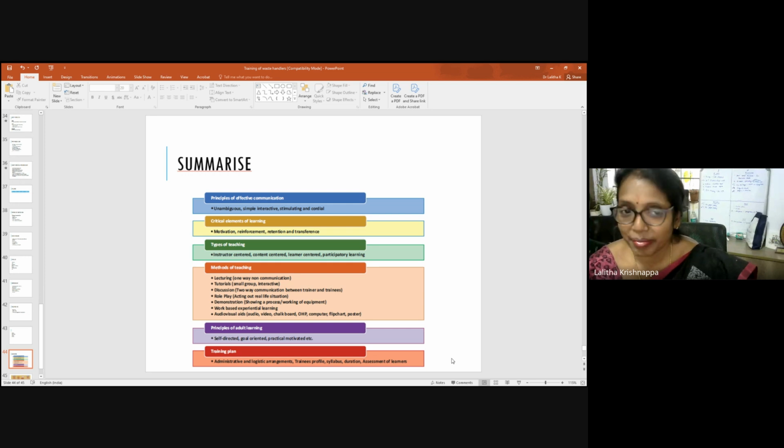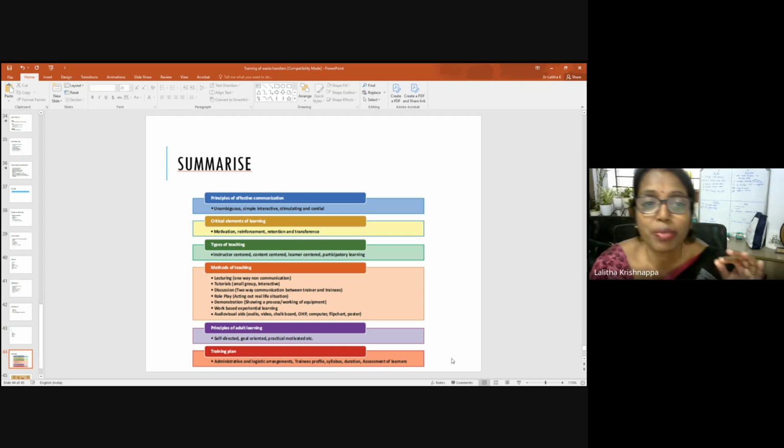Okay, six topics. To summarize, we have principles of effective communication. It has to be unambiguous, simple, interactive, stimulating, and cordial. What are the critical elements of learning? We have motivation, reinforcement, retention, and transference. And types of teaching, we learned instructor centered, content centered, learner centered, and participatory learning. Methods of teaching, there are various methods based on your availability of resources and the people whom you are training. You can decide whether you want to adopt lecture, or tutorials, or discussion, or role play, or demonstration, or work-based experiential learning.